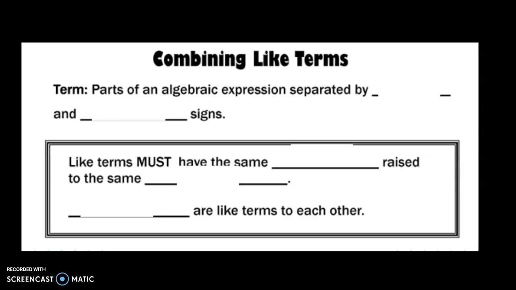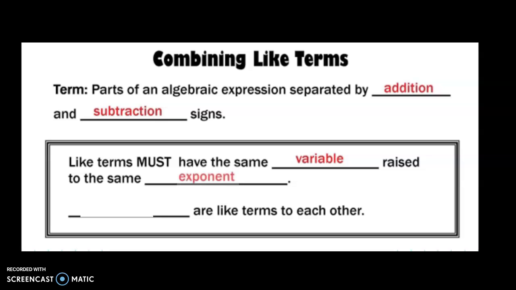Combining like terms. Like terms are parts of an algebraic expression separated by addition and subtraction signs. Like terms must have the same variable raised to the same exponent. Constants are like terms to each other.